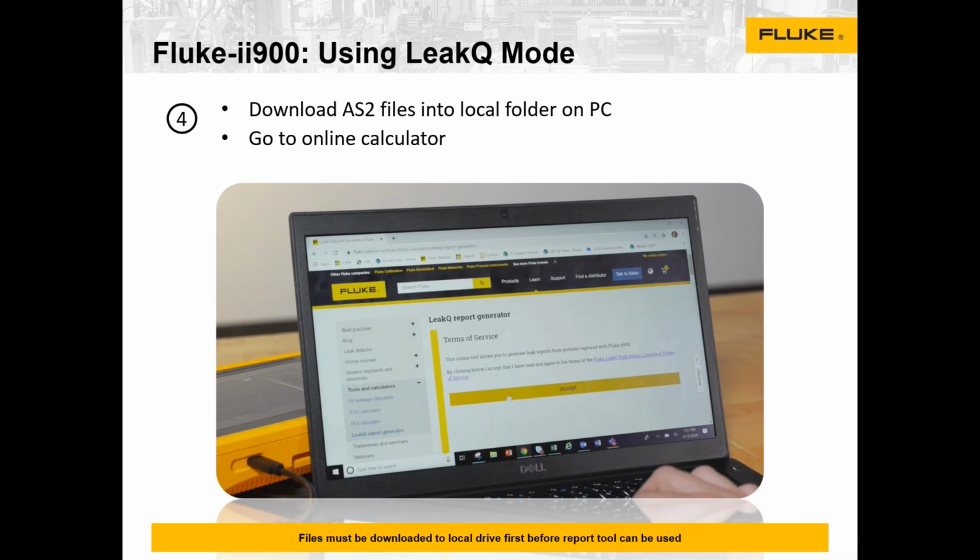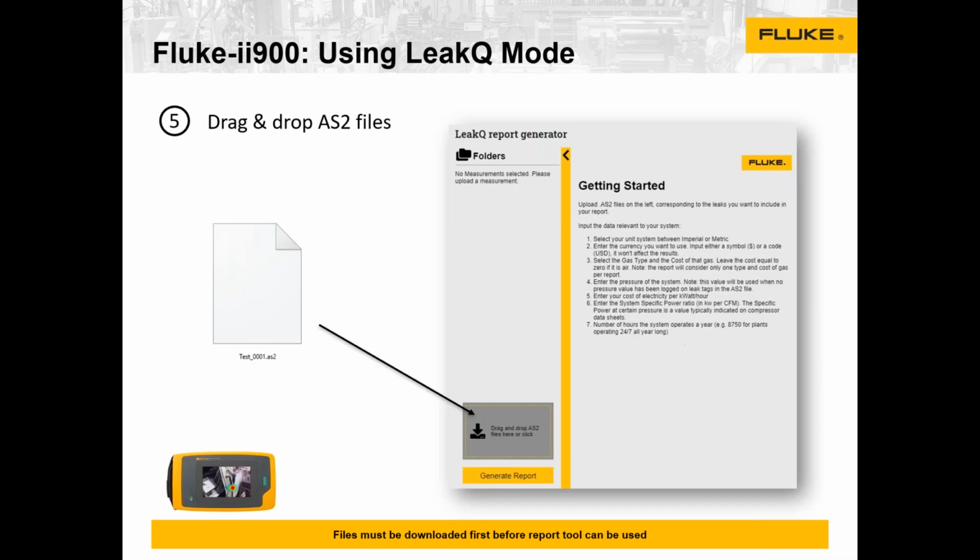Now you plug it into the reporting tool to turn all of that data that you captured into some meaningful information to inform the actions that you take. So you plug the IN900 into your computer, you download the files, and then you go to the online calculator to drag and drop the images. And it's as simple as that.